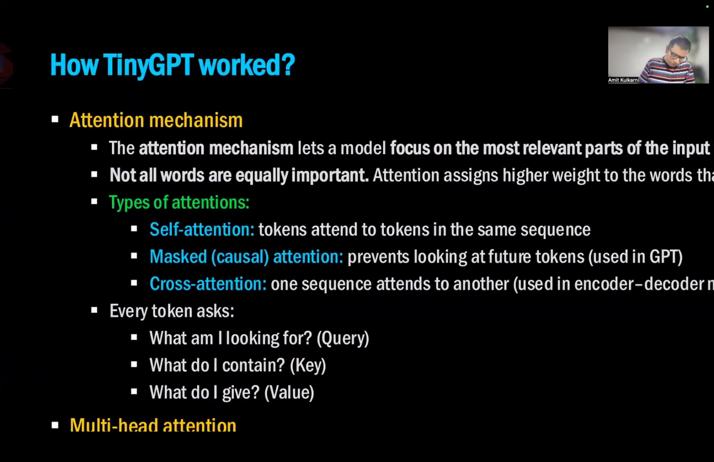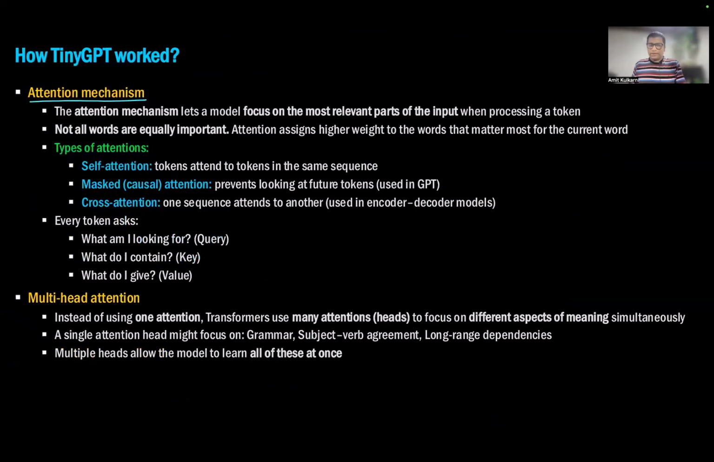What do they do? This is called the attention mechanism, and this is the one that I said earlier also. This is going to drive the entire transformer, and the transformer is driving the entire LLM. So the attention mechanism lets the model focus on the most relevant parts of the input while processing the token.